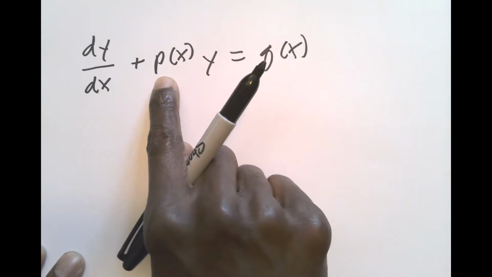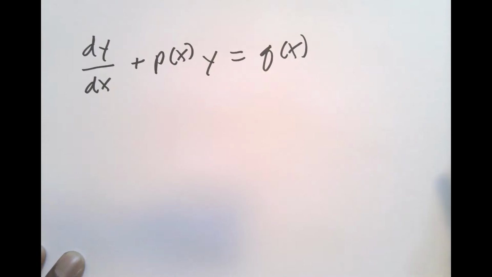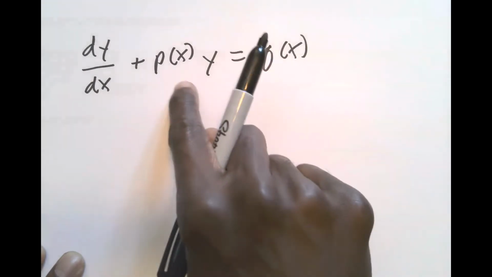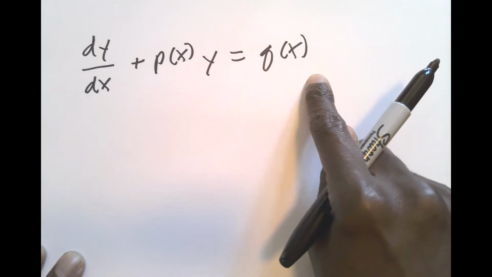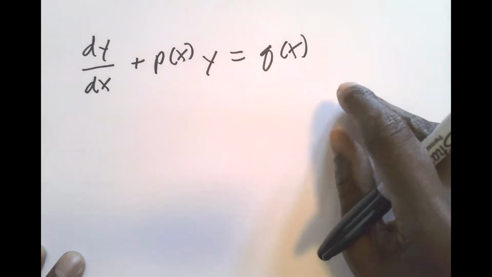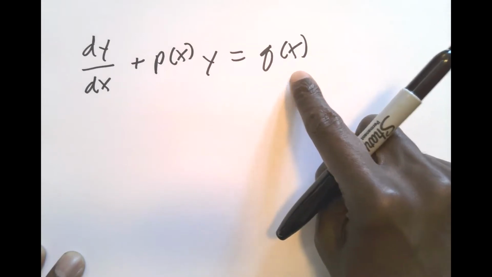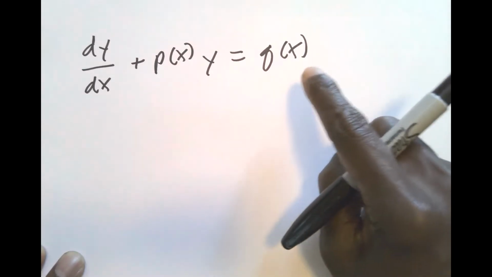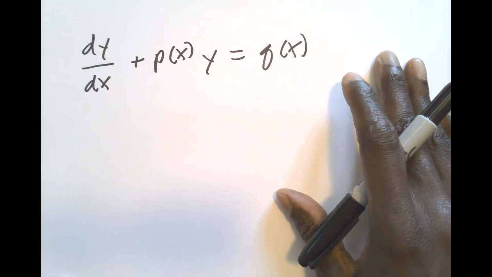This function, p(x), need not be linear. It could be any type of function as long as it's a function of x. It can also be a constant function. And this q(x) also should just be a function of x. Again, it can also be a constant function. It could be 0, making it homogeneous. And q(x) is sometimes called the forcing function or the input or the non-homogeneous term. All right, so this is the general form of a first order linear differential equation.